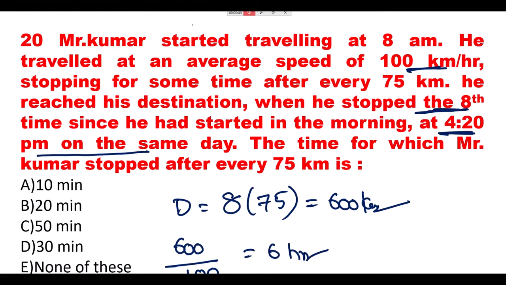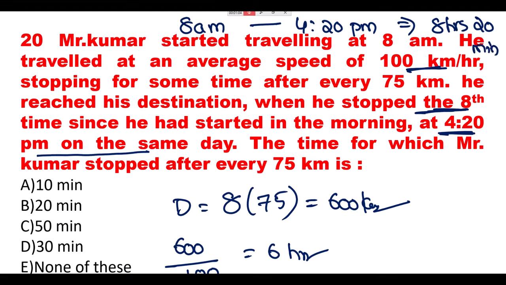But from 8 a.m. to 4:20 p.m., it is not 6 hours, it is 8 hours 20 minutes. This extra 2 hours 20 minutes is because of stopping. Originally you can cover the distance in 6 hours, but it is taking 8 hours 20 minutes. The extra is 140 minutes.